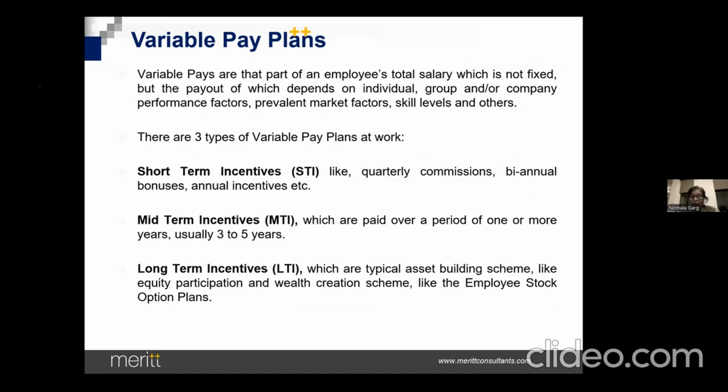Absolutely. When you are having long-term incentives, you are actually looking at people who can stay for a longer time, retaining. So all your top performers or critical roles will be offered some kind of long-term incentives so that they can stay for a longer time. Short-term incentives, what could be the intent?